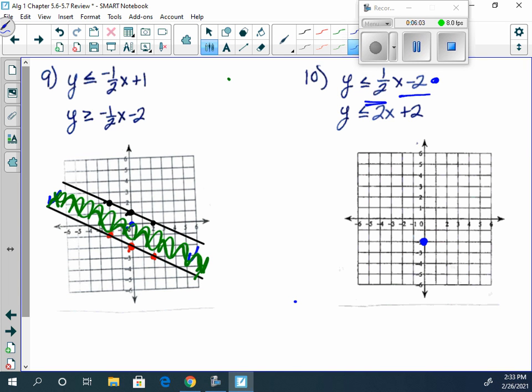Now our slope for this equation is 1/2. So that means we're going to go where? Up 1 and over 2 to the right, or we can go down 1 and left 2. Now, will this line be solid or dashed? It will be solid.